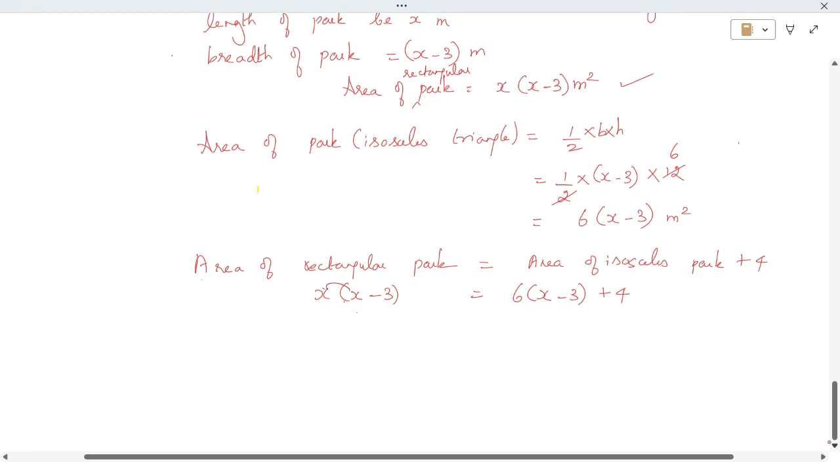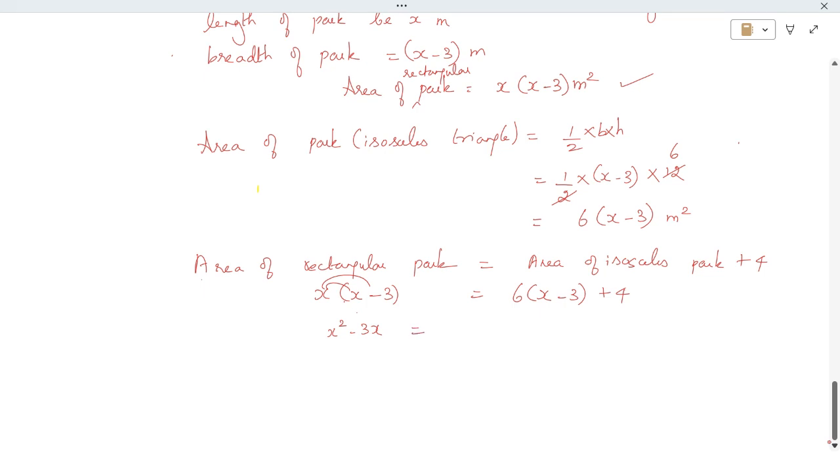So x square minus 3x is equal to 6x minus 18 plus 4. Now I am just bringing all the terms to the left hand side. So x square minus 3x minus 6x plus 18 minus 4 is equal to 0. So combine the like terms together. So you will get x square minus 9x plus 14 equal to 0.